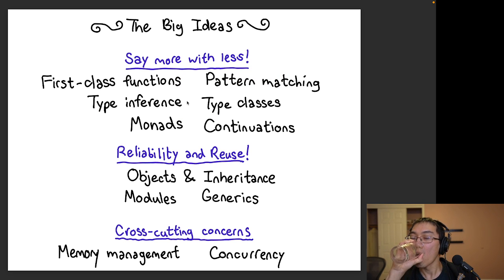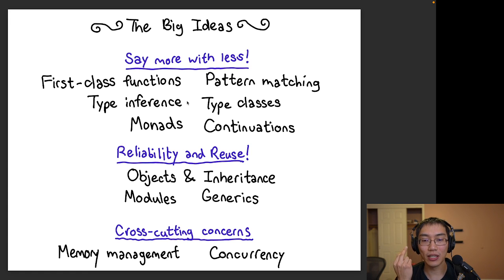So that's it for our whirlwind tour of all the topics in 490. Just to recap, what are we going to do? We're going to talk about how to say more with less in a programming language and what features let you do that. We're going to talk about reliability and reuse.